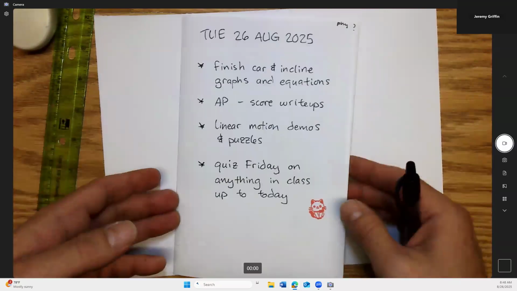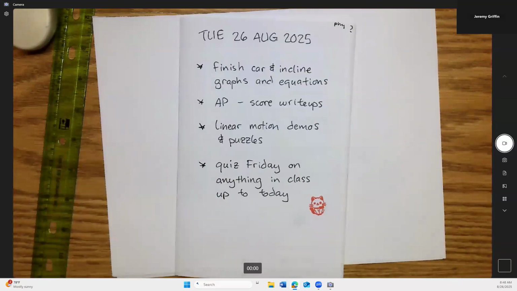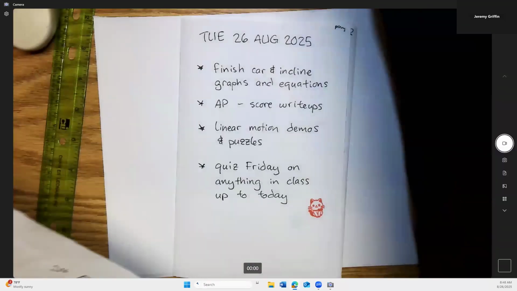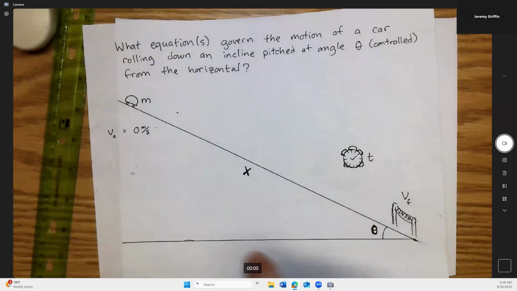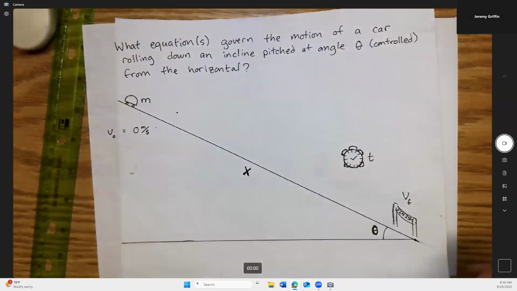All right, so filling in here. You guys were taking these Hot Wheels cars and rolling them down the incline. You release it from rest, it rolls down the incline, does something like this. We're trying to figure out what equation or equations could govern the motion of this car.